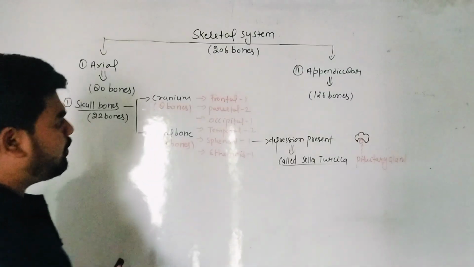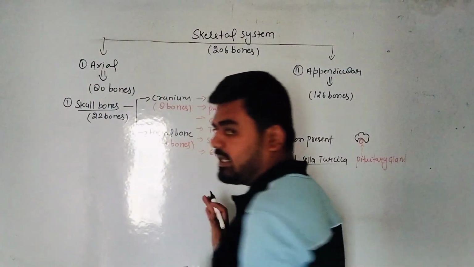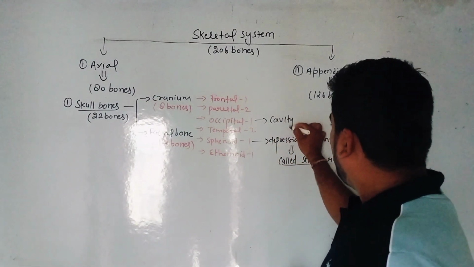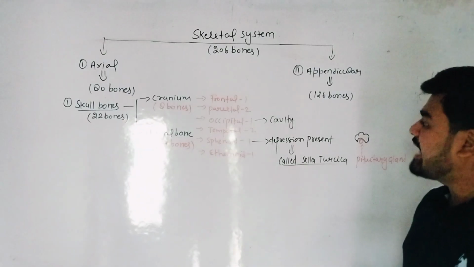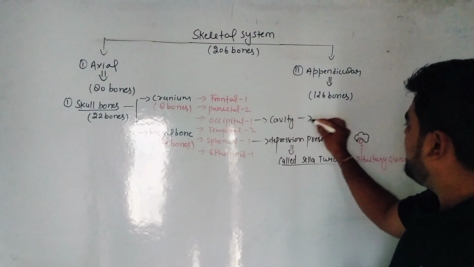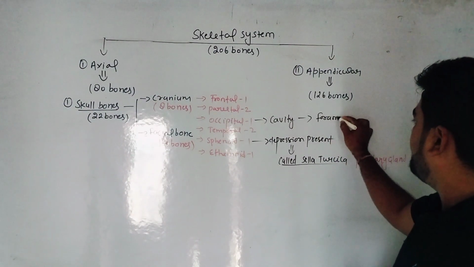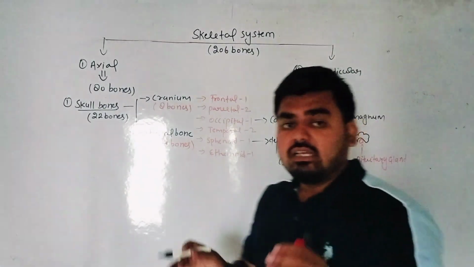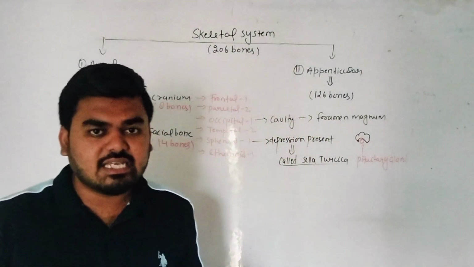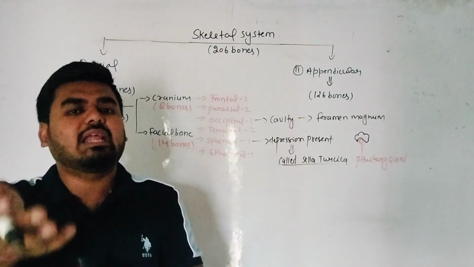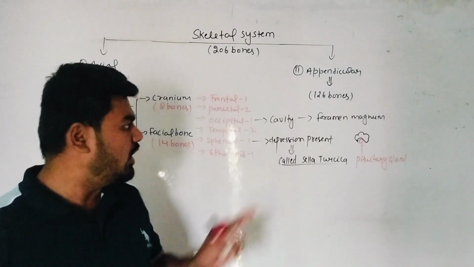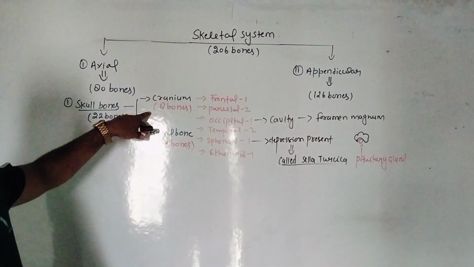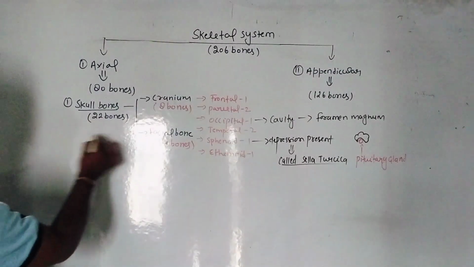Now, one more important piece of information about the occipital bone. In the occipital region, one opening is present, and this is called the foramen magnum. In the foramen magnum region, the brain exits as the spinal cord. So that is all about the cranium. Now let's discuss the facial bones.